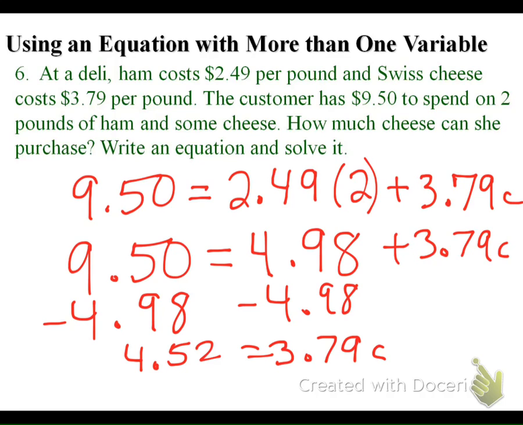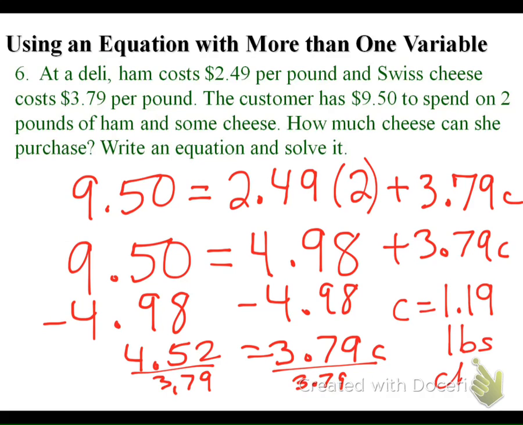Thanks. Sorry, I don't have a calculator handy. Anyone have C for me? Yeah, 1.19. If you wanted to round it to 1.2, it's not really specific how many digits. Something as small as that, I'd probably just leave it. What is this? Cheese? Pounds of cheese? Great. Any questions on this one?